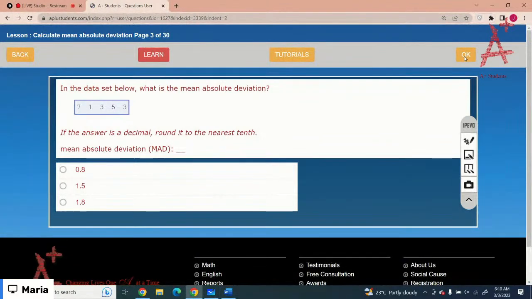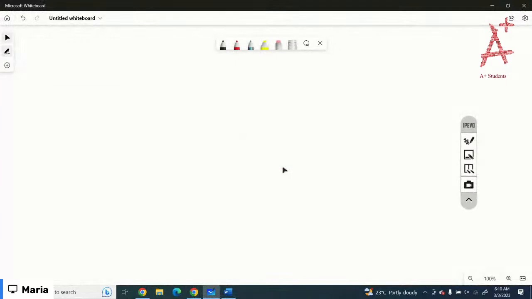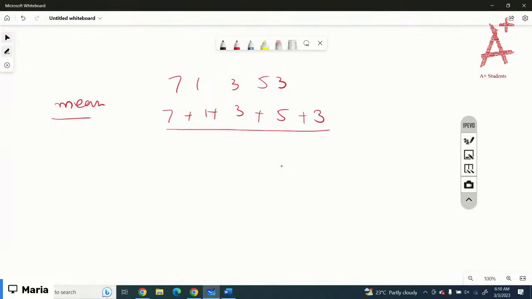The next one is: in the data set below, what is the mean absolute deviation? 7, 1, 3, 5, 3. So for the mean, just add them. They are 5 in number, so divide them by 5. It is 19 over 5. Got it?